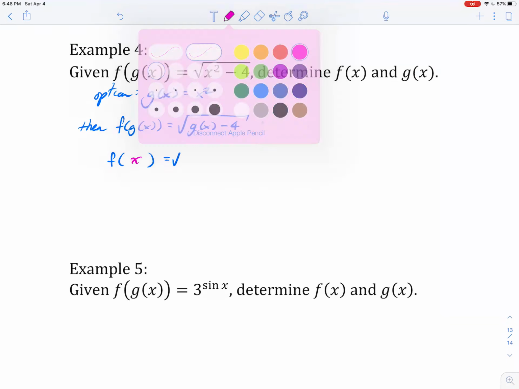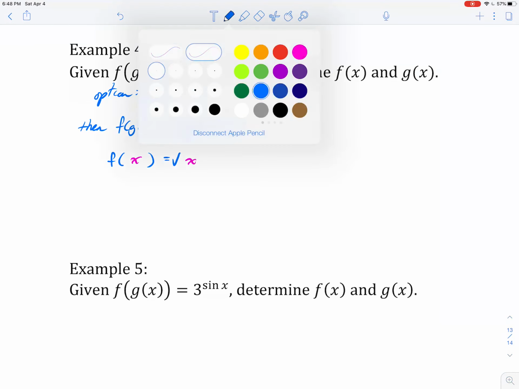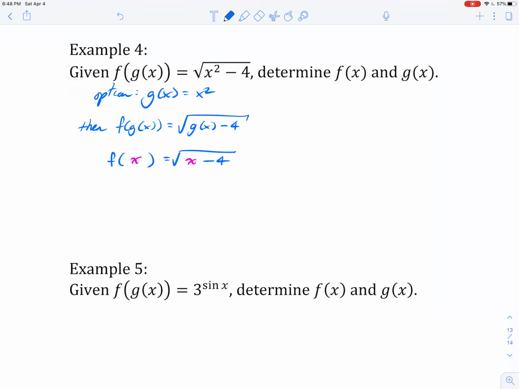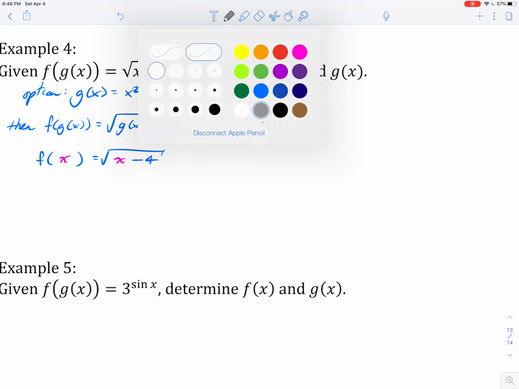And I'll replace g of x with x there too. Bam. So, if g of x is x squared, then f of x is root of x minus 4. This will work. This will ensure that f of g of x is root of x squared minus 4. Wicked neat! It's not the only option out there.